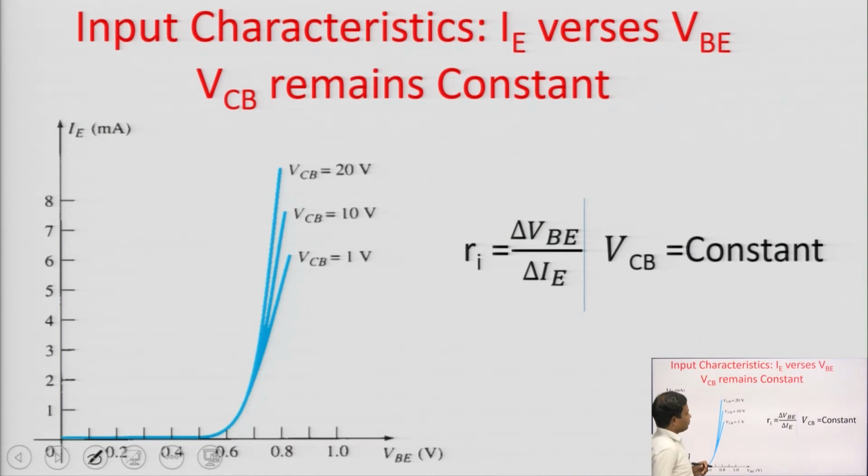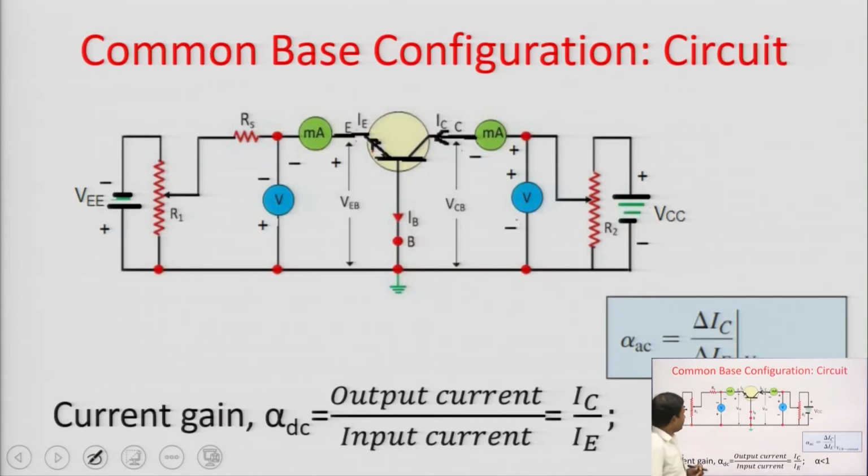Before discussing the input characteristics, I want to discuss the current gain of the common base configuration, which is alpha. There are two types of alpha, alpha DC and alpha AC. Alpha DC is equal to the output current upon the input current. Here the output current is the collector current and the input current is the emitter current, so alpha DC is equal to IC upon IE. On the other hand, alpha AC is equal to the change in output current upon the change in input current, that is delta IC upon delta IE, but VCB should be constant.